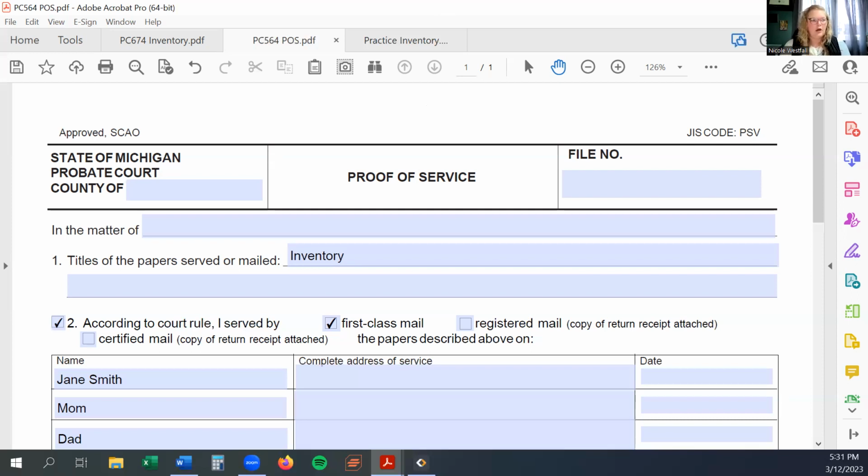So that would wrap up the inventory portion of that. So I will go ahead and stop sharing my video. And again, we will be moving on to the accounting next. The inventory is just the first fun step in determining a ward's assets. Thank you.